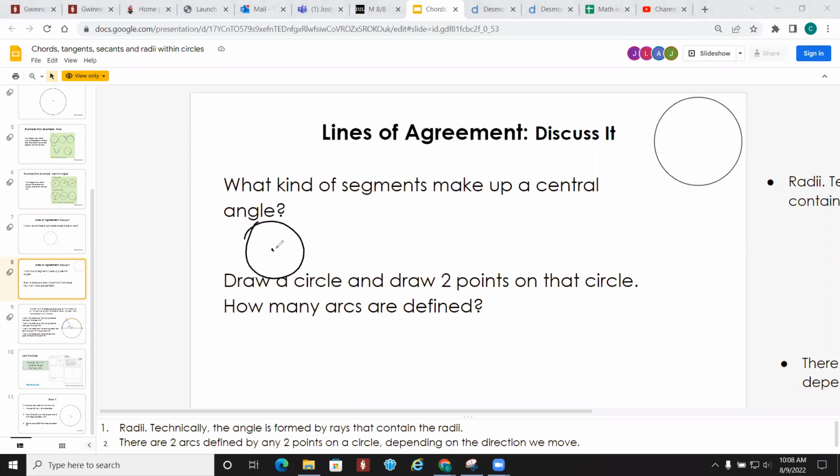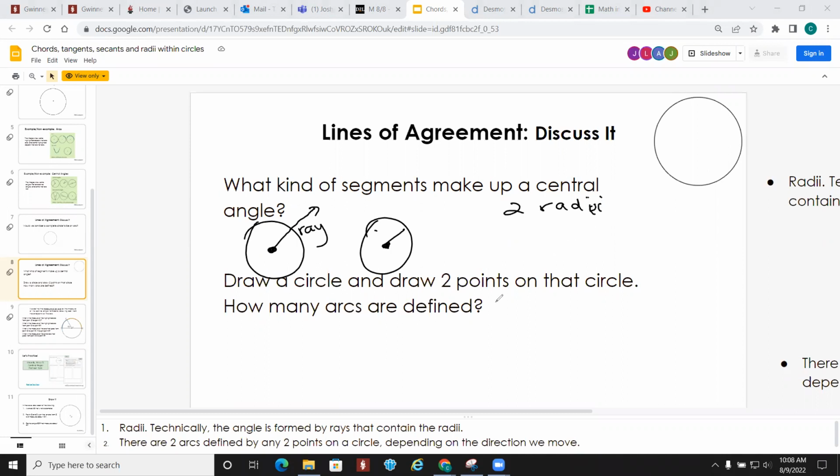So really quick. This is a ray. This is a radii or radius. Now, what kind of segments make up a central angle? 2 radii.